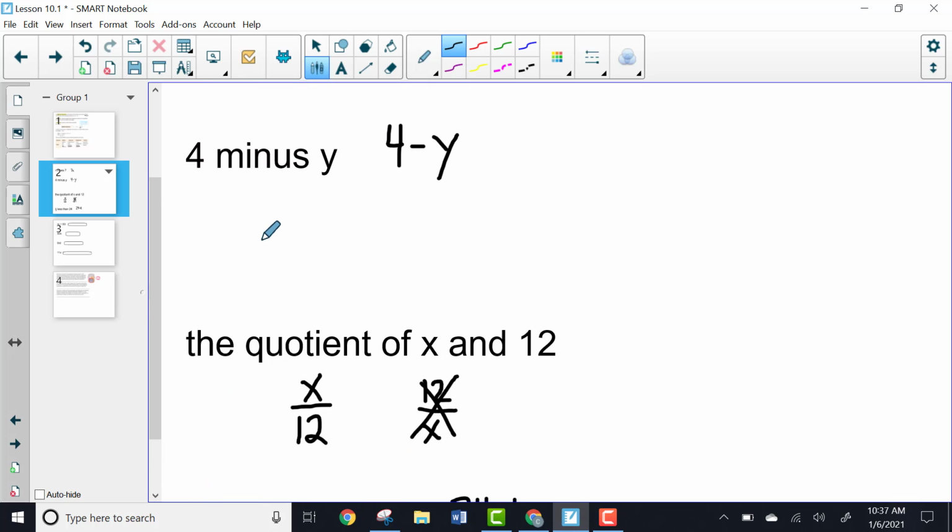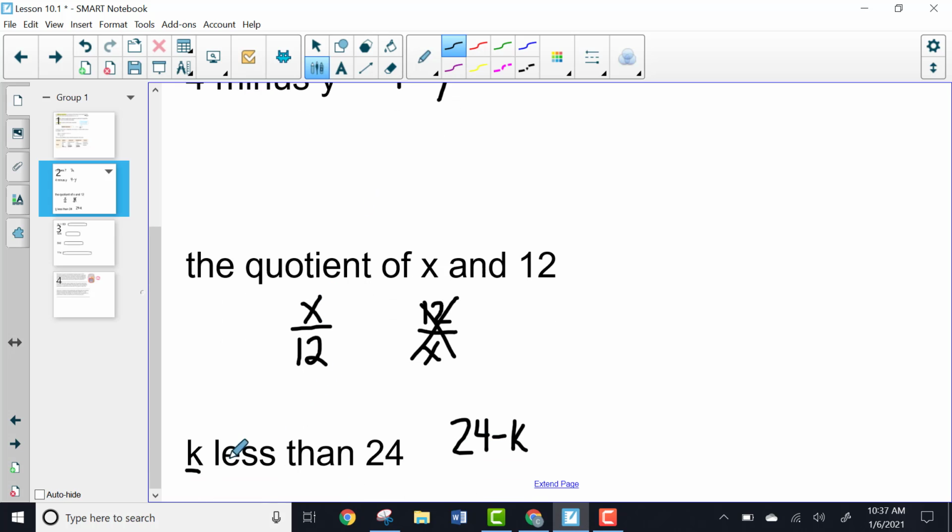For the top, we did 4 minus y. So we have 4, and then we take y away from 4. This one, k less than 24, you're taking k away from 24. So just something to think about there.